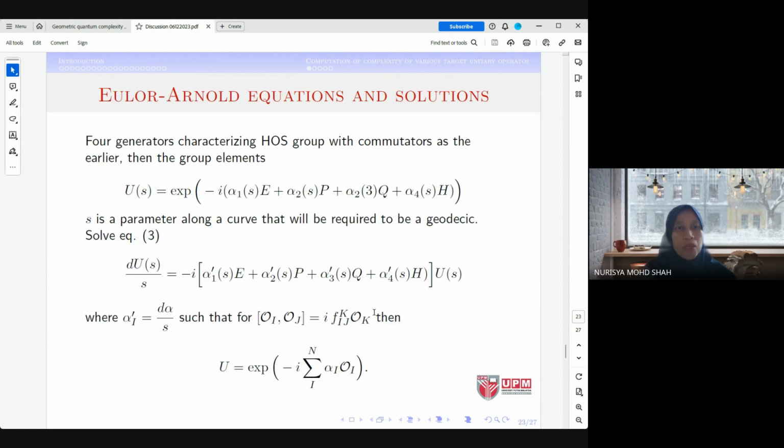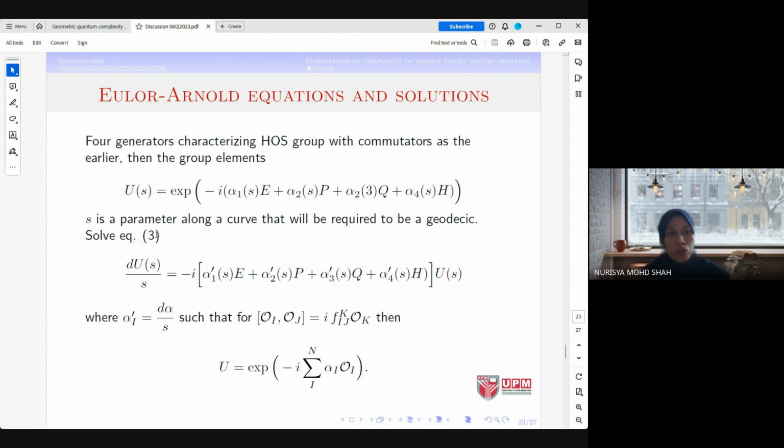All right. The paper goes further on looking at Euler-Arnold equations and its solutions. Now we are going to look at the generators that characterize the HOS group with commutators as earlier. Then the group element is given by US. So you have all the 4 generators. Okay. S is the parameter along a curve that will be required to be the geodesic.